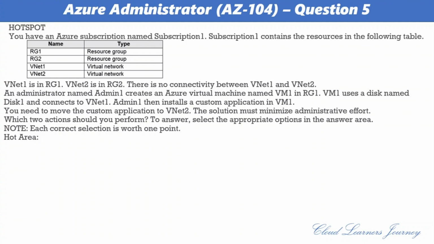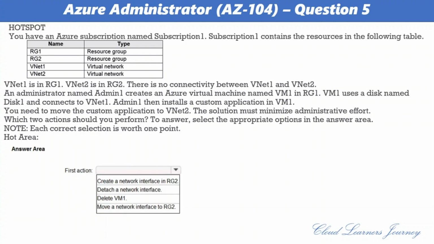An administrator named admin1 creates an Azure virtual machine named VM1 in RG1. VM1 uses a disk named disk1 and connects to VNet1. Admin1 then installs a custom application in VM1. You need to move the custom application to VNet2. The solution must minimize administrative effort. Which two actions should you perform? To answer, select the appropriate options in the answer area.